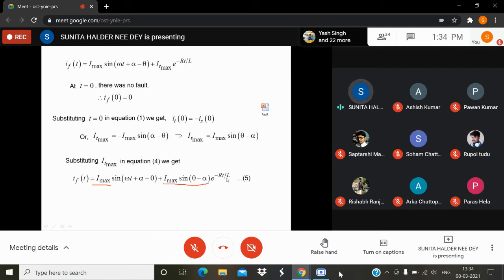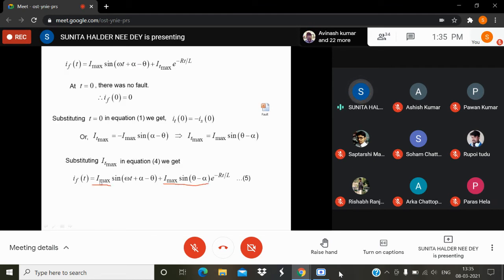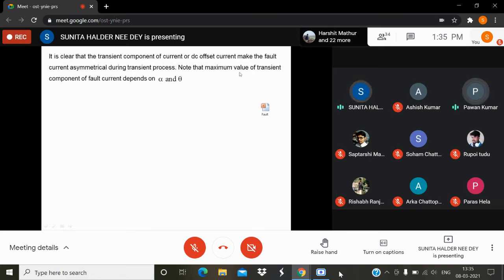So if the time constant is lesser, then very soon this transient component will die down, and the current will be the steady one, the sinusoidal one, the symmetrical one. But if the time constant is high, it will go on for a longer time. So the current remains asymmetrical for a long time, asymmetrical about the time axis. That thing I have written here, and how much asymmetrical that will be depends here, because these two I max are the same, so it depends on theta and alpha.